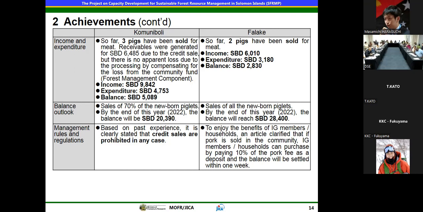Management rules and regulations. Based on past experience, it was clearly stated that credit sales are prohibited in any case. So Komuniboli would not like to give any credits. You pay cash. Unlike for Falake, they enjoy the benefit of IG members, households, and it was clarified that if pork is sold in the community, then the IG members or households can purchase by paying 10% of the pork fee as the deposit, and the balance will be settled later. So they allow what we call credit.